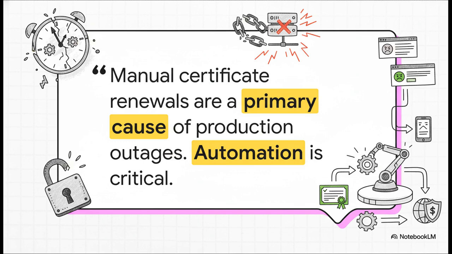People forget. And when someone forgets to renew a certificate, your website, your API, your whole service, it just goes dark. It throws up massive security warnings to all your users. It's genuinely one of the most common and frankly most preventable causes of major outages. Automation isn't just a nice-to-have, it's absolutely vital.